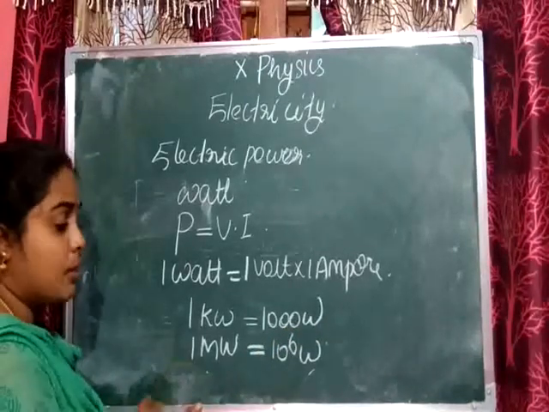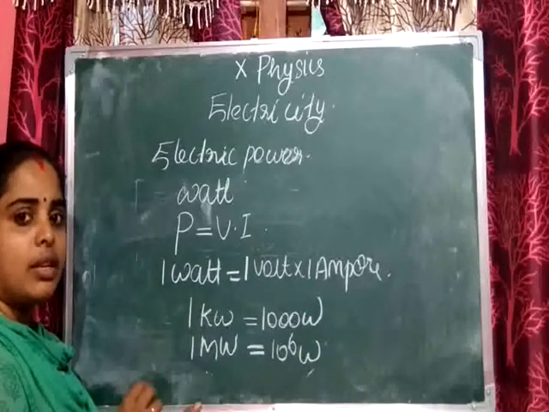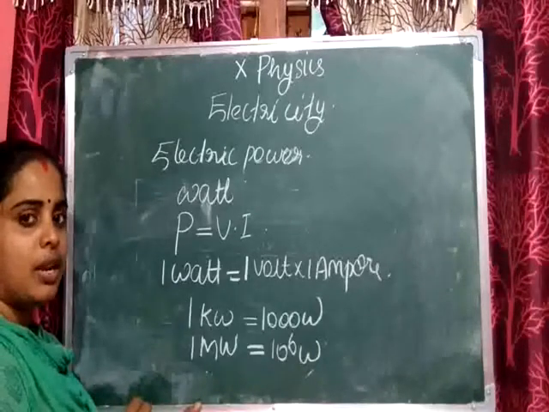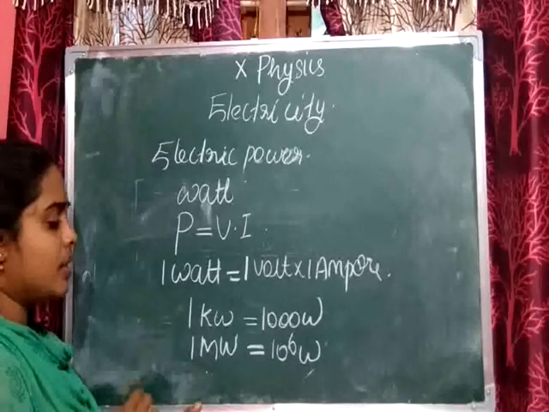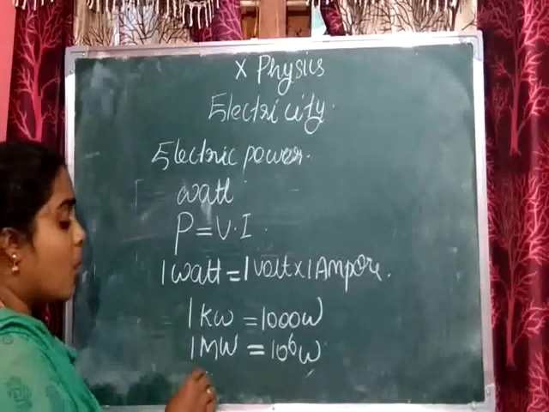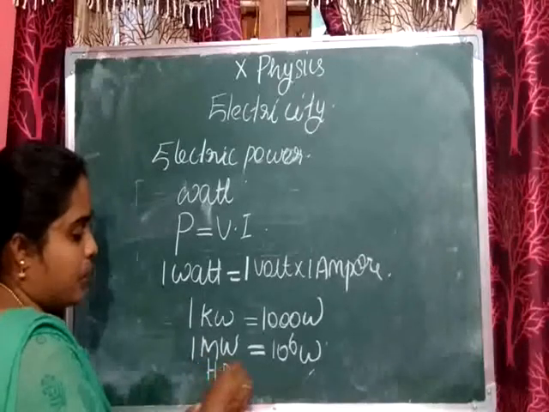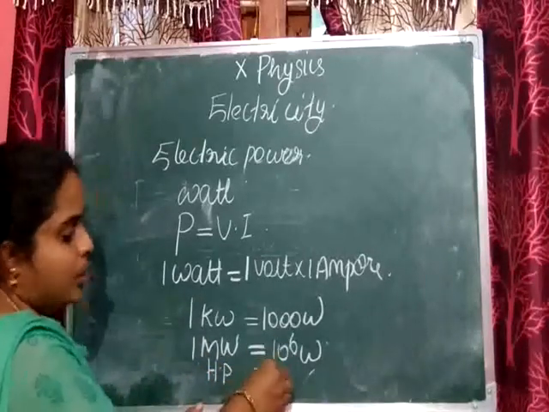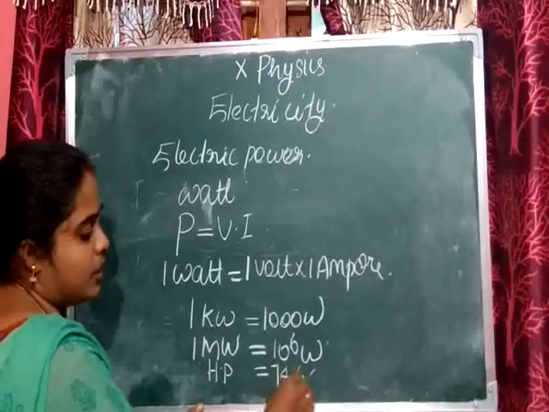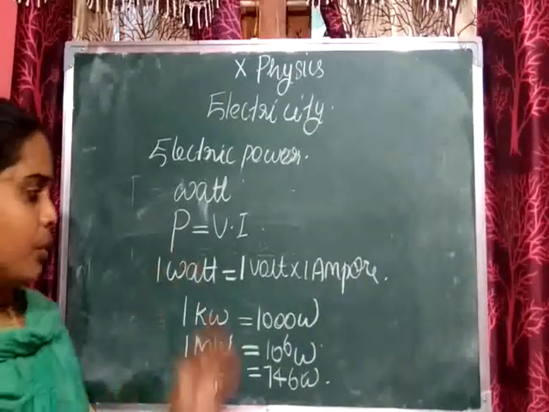Sometimes, to express the unit of power for electric motors used for domestic purposes, we use the unit horsepower, that is HP. So 1 HP is equal to 746 watts. So these all are the units of power.